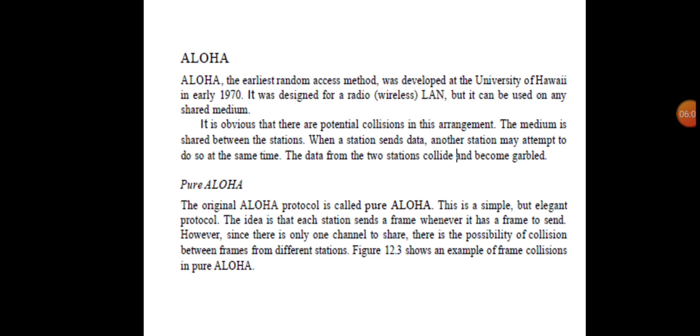Aloha, the earliest random access method, was developed at the University of Hawaii in the early 1970s. It was designed for a radio local area network, that is, wireless, but it can be used on any shared medium. Pure Aloha: the original Aloha protocol is called Pure Aloha. This is a simple but elegant protocol. The idea is that each station sends a frame whenever it has a frame to send. However, since there is only one channel to share, there is a possibility of collision between frames from different stations.